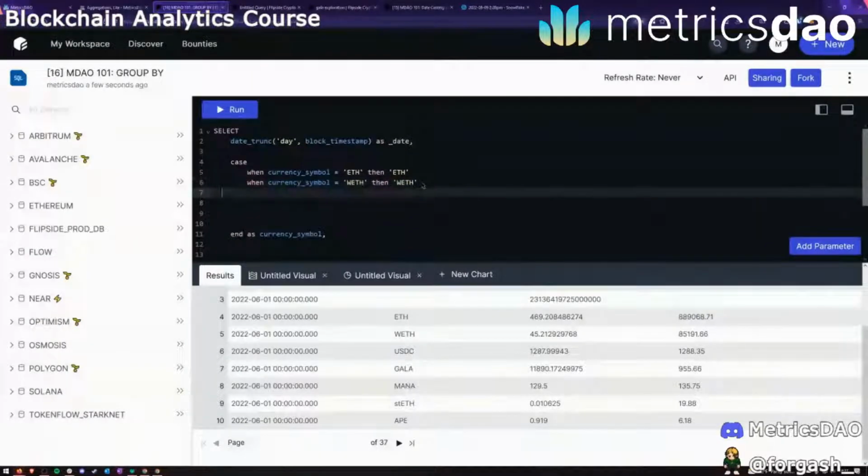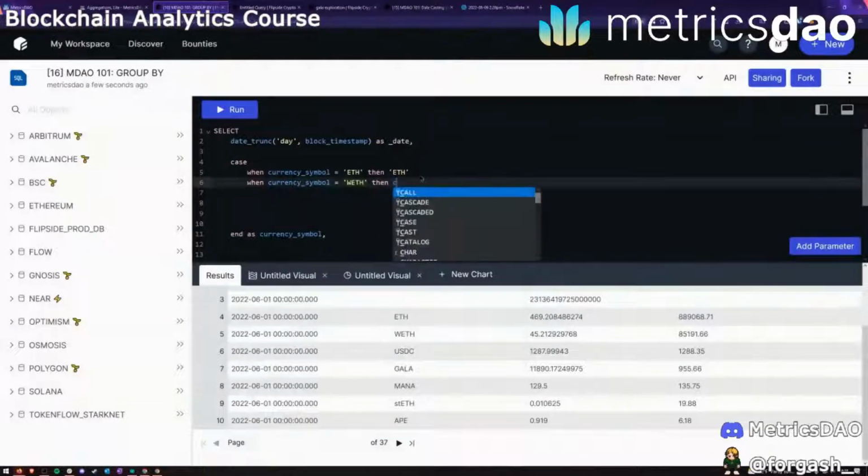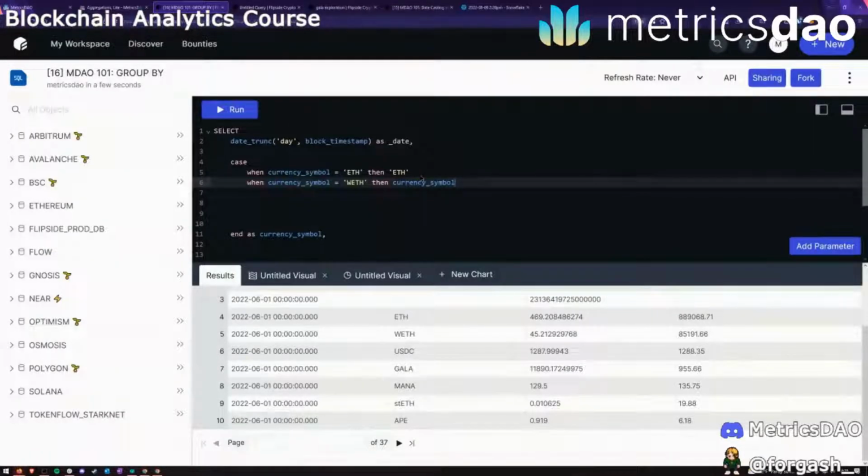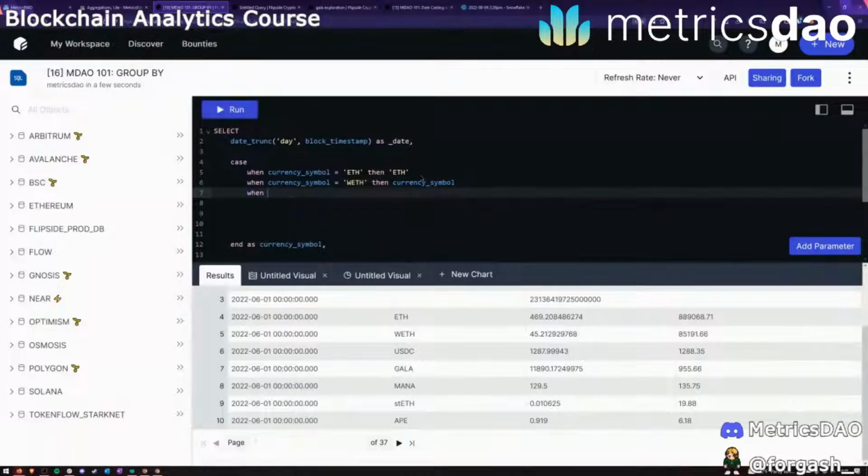I could also put in just currency symbol there. So when currency symbol equals wrapped ETH, then just take the value for whatever is happening within that column. There's no reason not to do that over another. Maybe sometimes you want to take a column that's success or fail and turn it into a Boolean, 1 or 0, true or false. That's where you would potentially put in whatever you want here. I'll leave it as is because it doesn't much matter at this point. And then we're going to keep USDC and USDC.